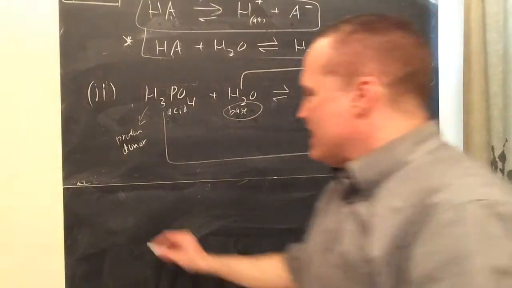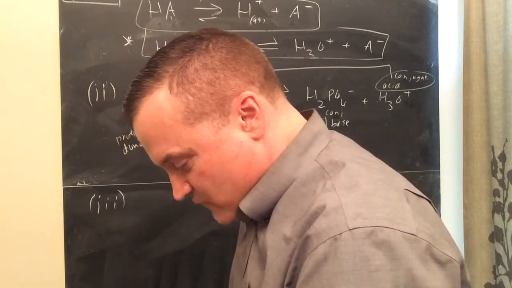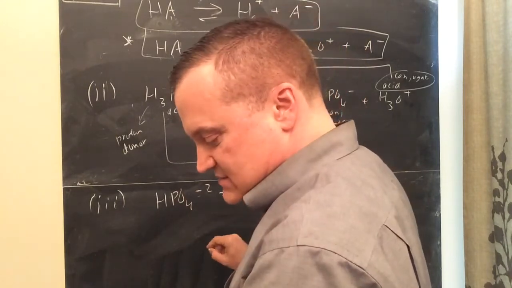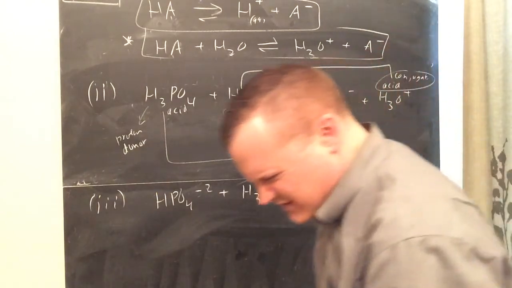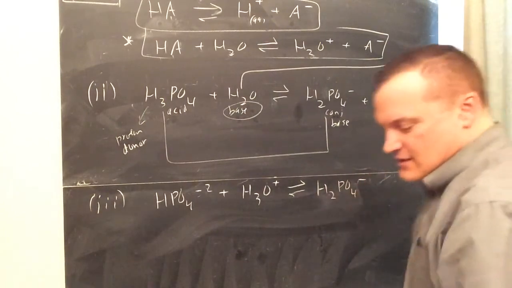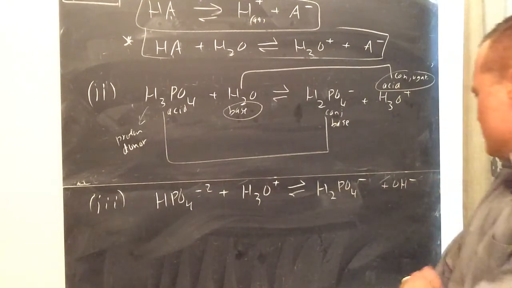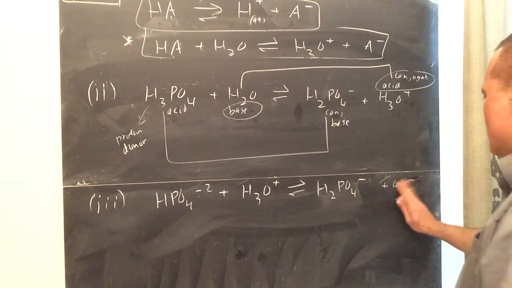Okay, and then the last one, number 3, it says HPO4 negative 2 plus H3O plus. Okay, this might be the one. Let me make sure that this reaction is correctly written. H2PO4, plus OH negative. Yeah, it's wrong. It's impossible the way it's written. What it should say is HPO4 negative 2 plus H3O plus gives you H2PO4 negative plus H2O.